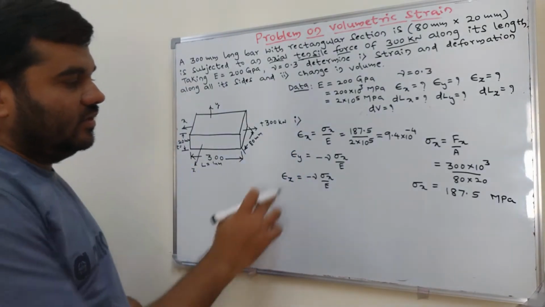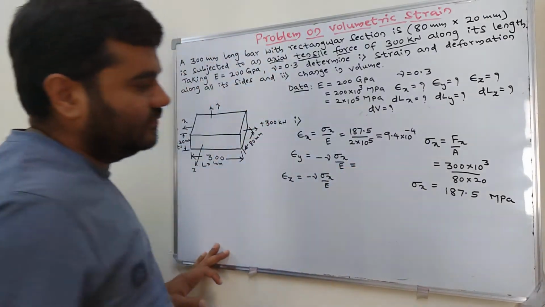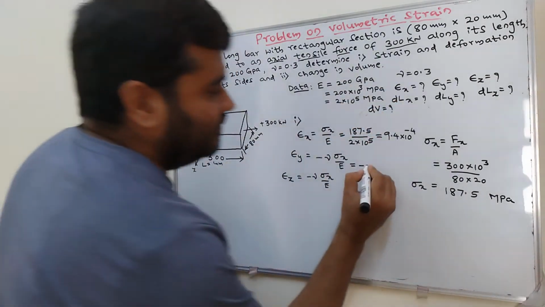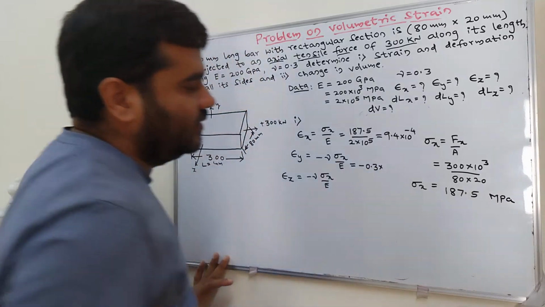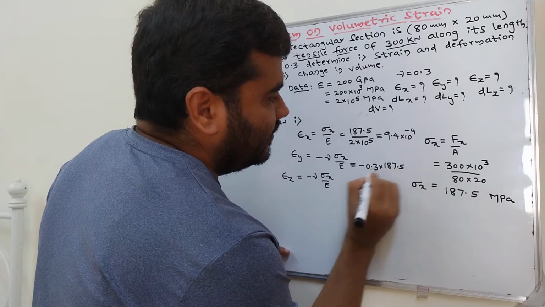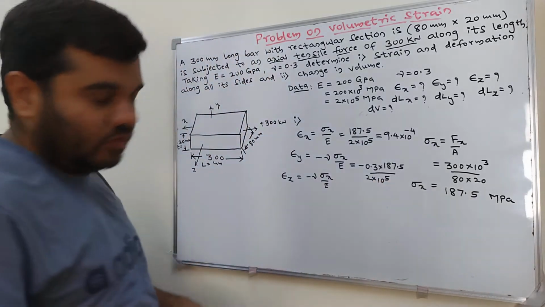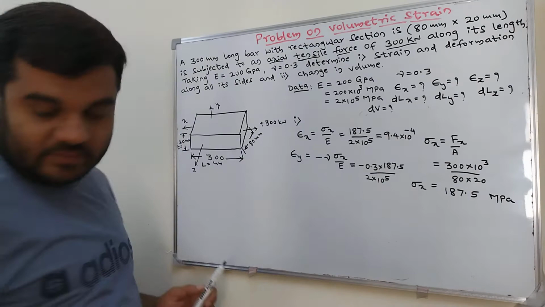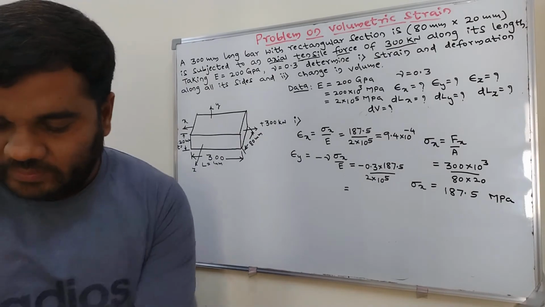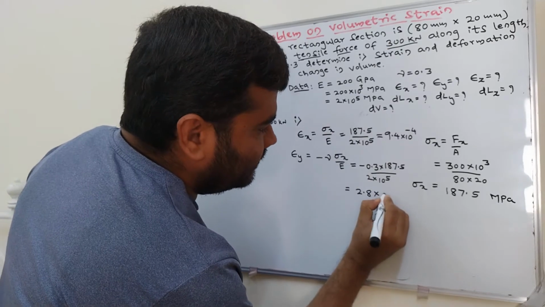Now come to the strain in y direction. This is minus nu, the Poisson's ratio value given is 0.3, into stress 187.5 divided by E, which is 2 into 10 raised to 5. Simplify this one and we will get 2.8 into 10 raised to minus 4.